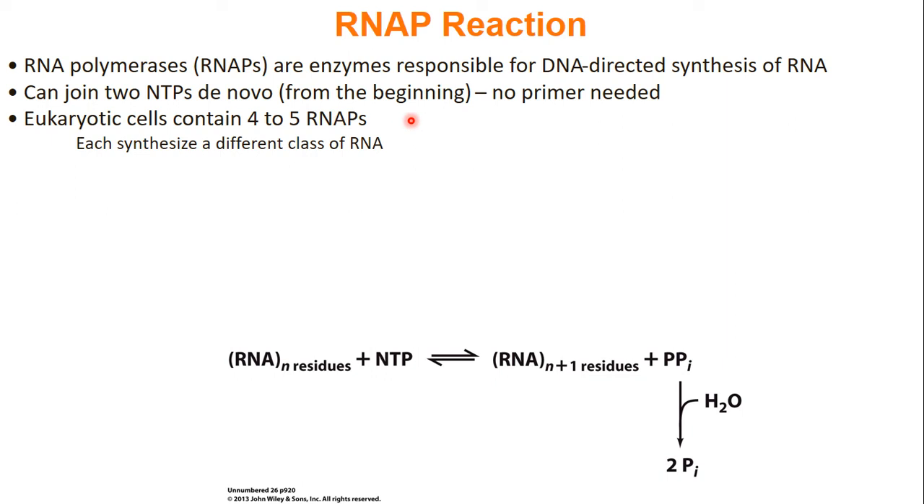Eukaryotic cells can have 4 to 5 different RNAPs, and each one of these is going to make a different class of RNA. So mRNA, tRNA, rRNA.